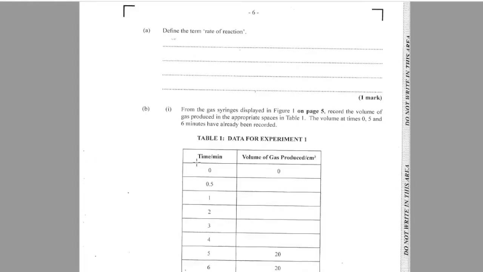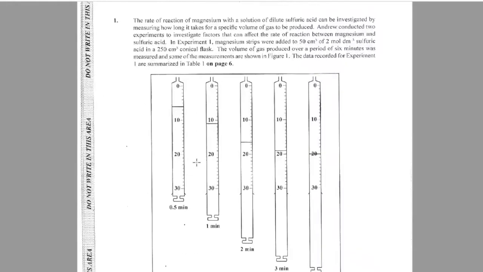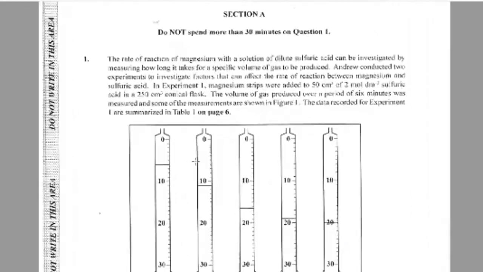Just before we fill in those values, as we said, we don't want to be scrolling up and down too much. We're just going to take care of part A before we go into filling in those values that we just wrote down. Define the term rate of reaction. And this answer was given in a subtle way in the question. Let's just look back at that. This answer was given.